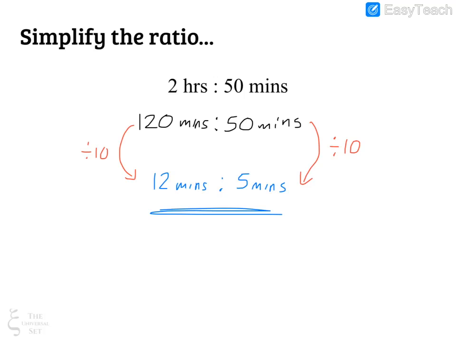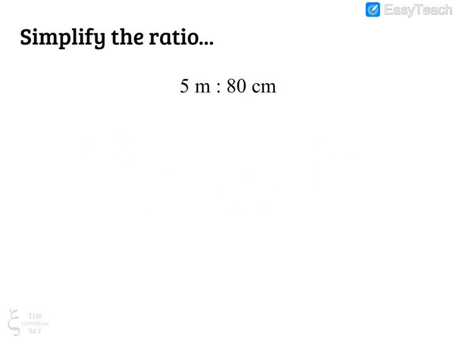So if I simplify the ratio 2 hours to 50 minutes all the way down, I get 12 minutes to 5 minutes. And to do that, we first had to change everything to be the same units, and in this case, we chose minutes. Okay, let's try another. I've got 5 meters and 80 centimeters. These are different units, so we're going to have to make sure they are the same unit. And two ways again that we could do this: I could make them both into meters, or I could make them both into centimeters.